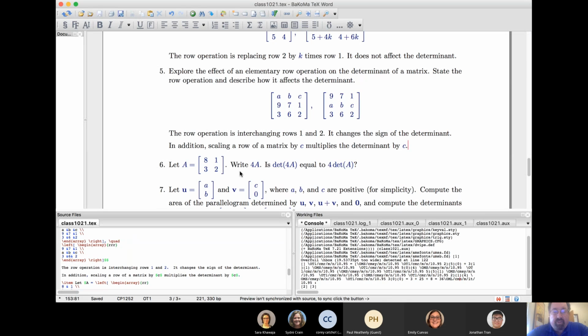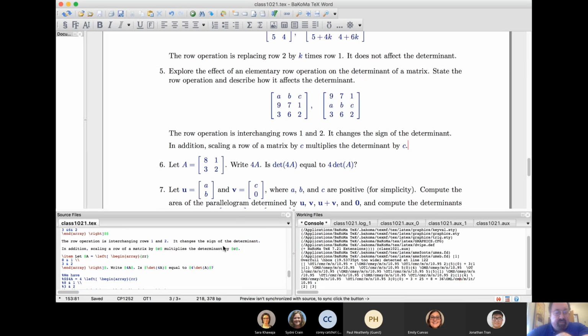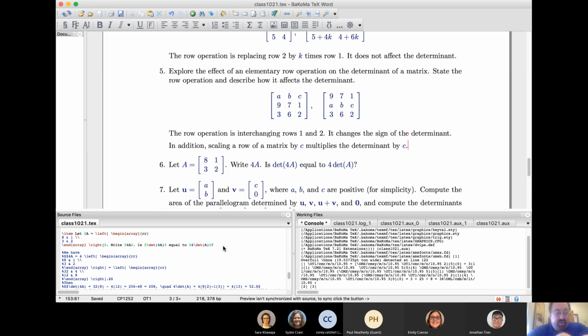And that comes into play in this next problem right here. What's happening here is we're taking not just a row, but the entire matrix and multiplying it by 4. So what does that do to the determinant? And this leads to a very common mistake that students make when it comes to determinants. So what's going to happen here is we just go ahead and compute these 2 determinants directly and see if they match.